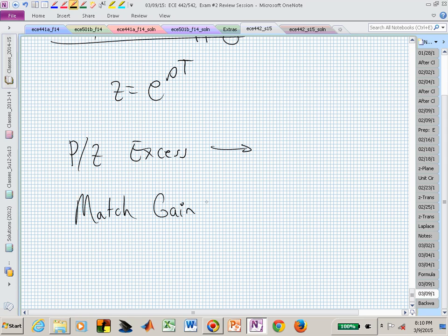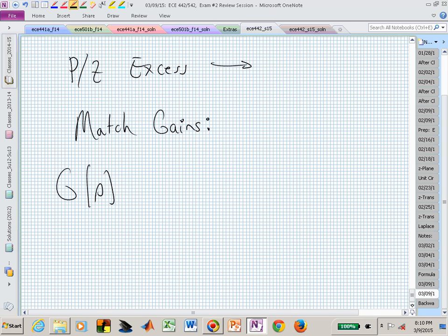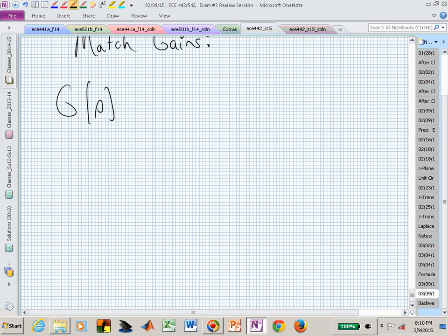And matching gains depends on what kind of g of s you have. For example, if g of s, let's say now, maybe the gain at DC is bounded, then what do you want to do?